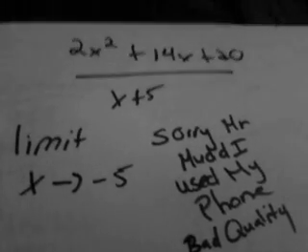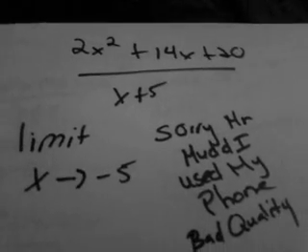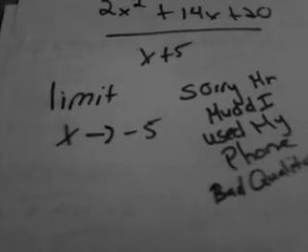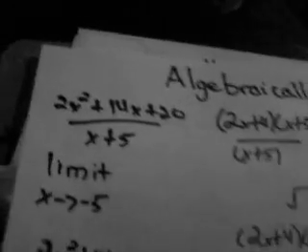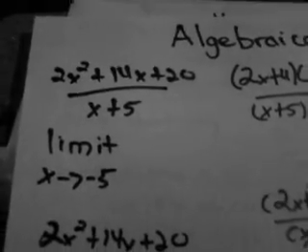So my problem is 2x to the second power plus 14x plus 20, divided by x plus 5, and the limit is as x approaches -5. First I'm going to try to solve it algebraically. So here we have the number and the limit at -5.